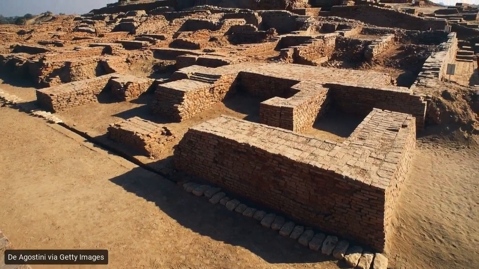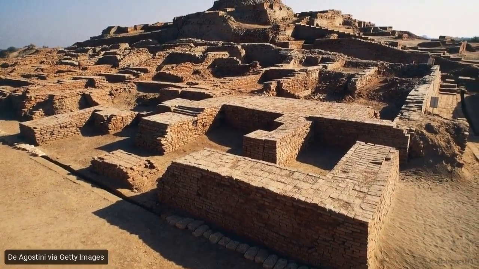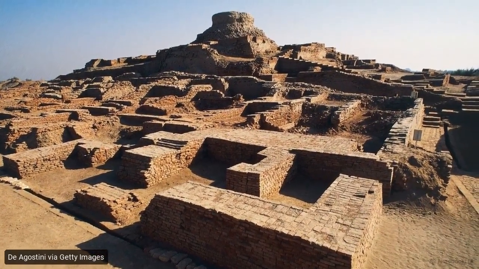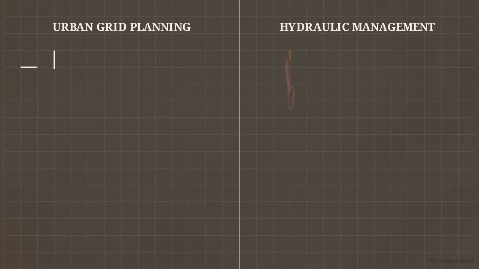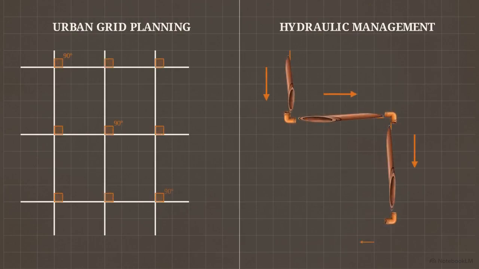The defining feature of these cities is rigorous municipal standardization, visible in the sprawling, highly organized civic landscapes that remain today. This standardization is concentrated in two primary domains: rigid urban grid planning and complex water management.